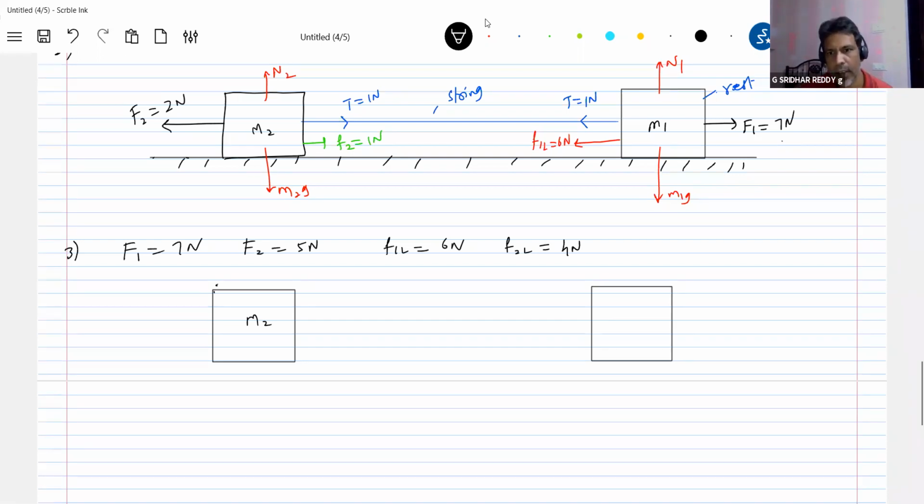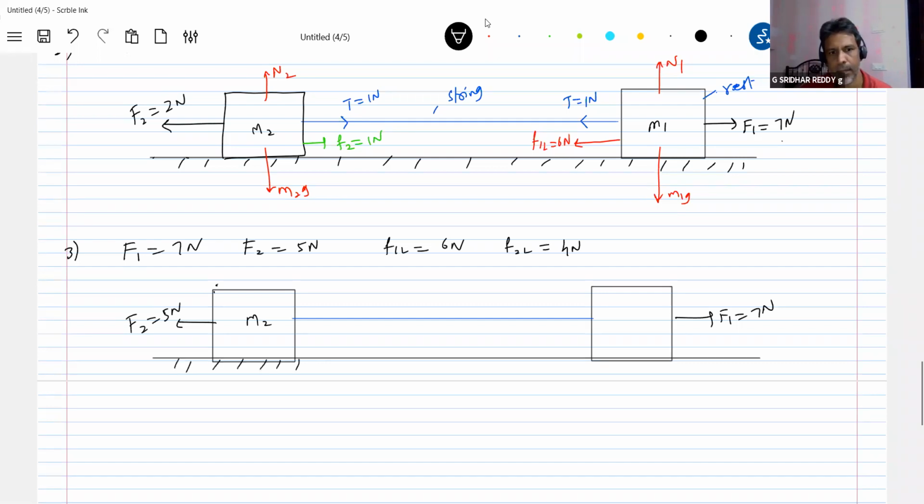What is the force acting? This will be 7 Newton. F2 is 5 Newton, and the blocks are kept on a rough surface. Okay, now let's check it.